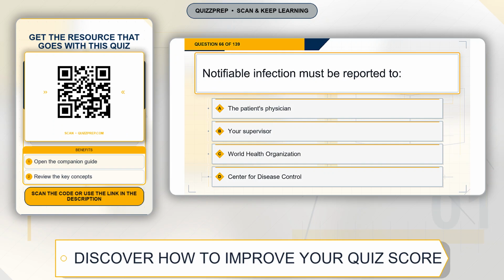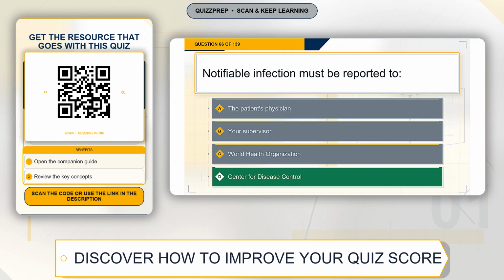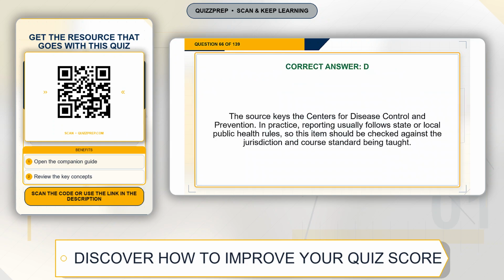Question 66. Notifiable infection must be reported to: option A, the patient's physician. Option B, your supervisor. Option C, World Health Organization. Option D, Center for Disease Control. The correct answer is option D, Center for Disease Control. Explanation. The source keys the Centers for Disease Control and Prevention. In practice, reporting usually follows state or local public health rules, so this item should be checked against the jurisdiction and course standard being taught.